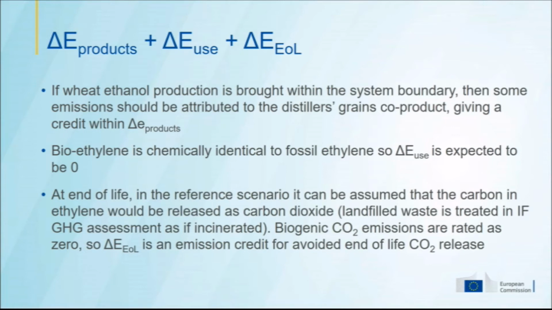So change in products, change in use, and change in end of life. If wheat ethanol production is brought within the system boundary, then some emissions should be attributed to the distiller's grains co-product, giving a credit within the delta E products. In other words, because we're using bioethanol to make our product, ethylene, in the production of the bioethanol you're not only making bioethanol, you're also making a useful co-product. So some emissions should be attributed to that co-product, and there would be a positive effect on delta E products.